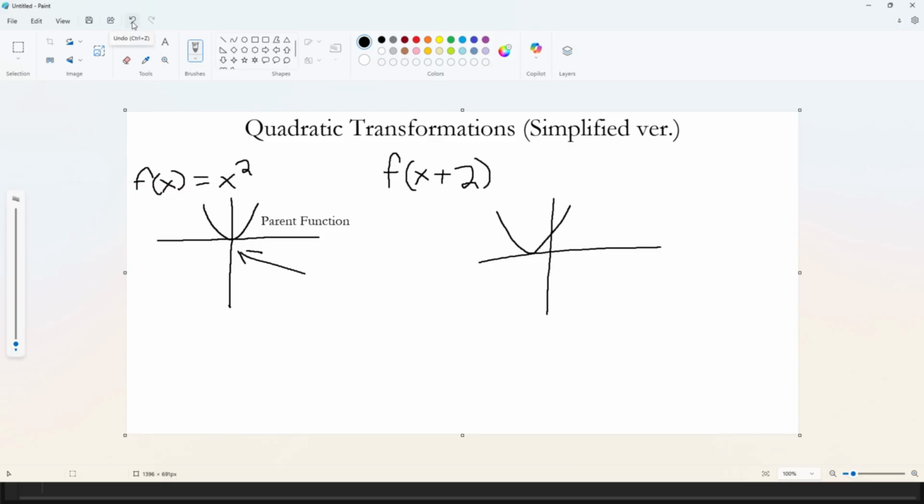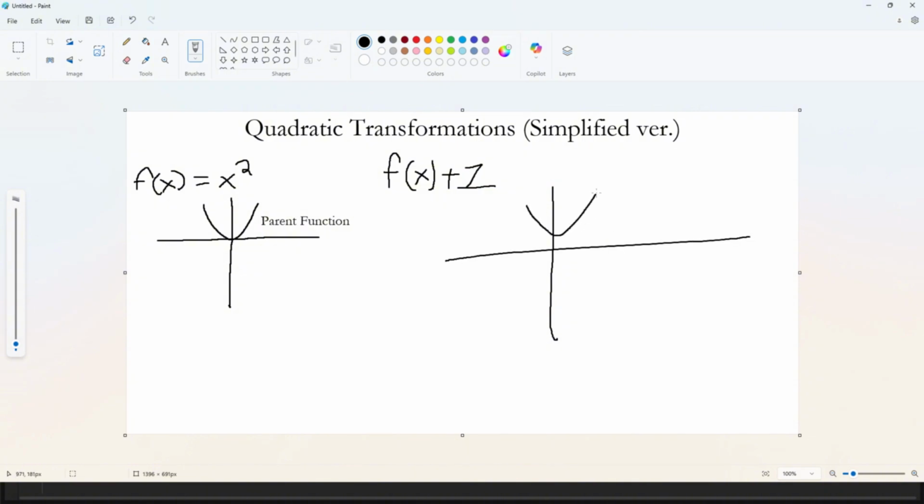Now let's move on to our vertical translations, which are going up and down. Now instead of doing anything inside the parentheses to x, we'll do stuff outside of it. So if we want to translate it up vertically 1 unit, we'll just do f(x) + 1. Now our graph will look like this. It just goes 1 unit up. Now this isn't really drawn to scale, but you get the gist of it.